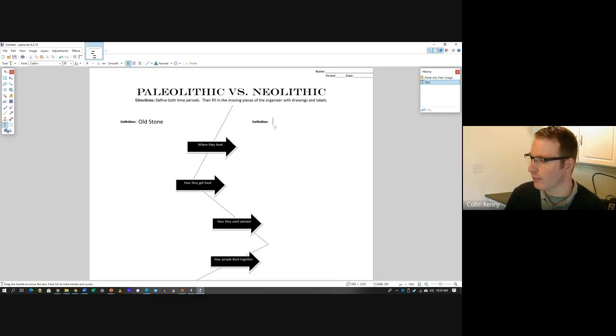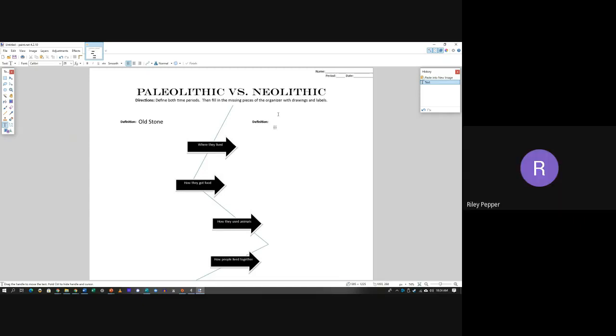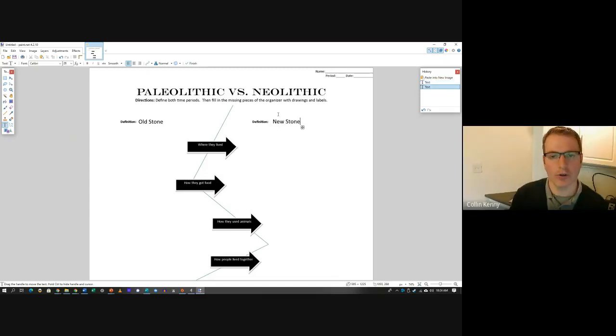Can we hear from Mr. Pepper, Riley P? What does Neolithic mean? New Stone Age. New stone. Very good, very good. Okay, and now I recommend you guys having a sheet of paper and making a similar kind of organizer like this.